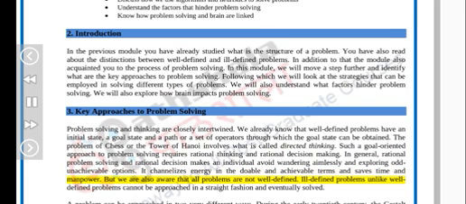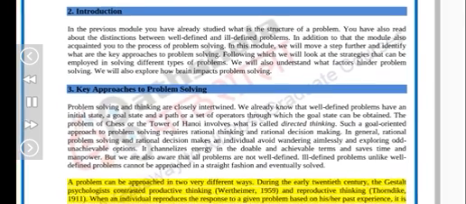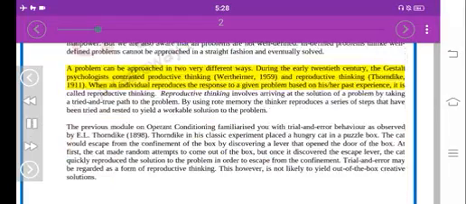But we are also aware that all problems are not well-defined. Ill-defined problems, unlike well-defined problems, cannot be approached in a straight fashion and eventually solved. A problem can be approached in two very different ways. During the early 20th century, the Gestalt psychologists contrasted productive thinking (Wertheimer, 1959) and reproductive thinking (Thorndike, 1911). When an individual reproduces the response to a given problem based on his or her past experience, it is called reproductive thinking. Reproductive thinking involves arriving at the solution of a problem by taking a tried and true path to the problem. By using rote memory, the thinker reproduces a series of steps that have been tried and tested to yield a workable solution to the problem.